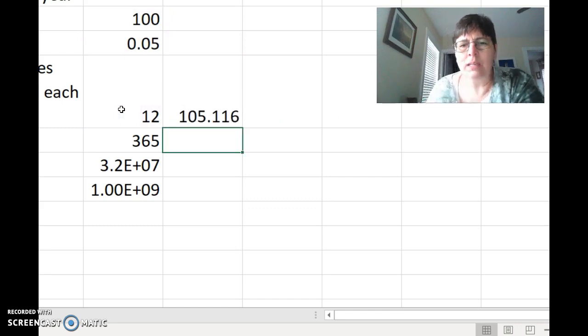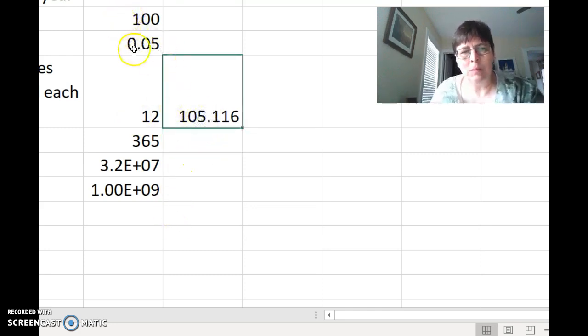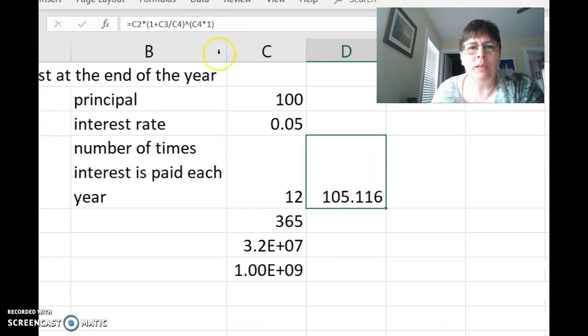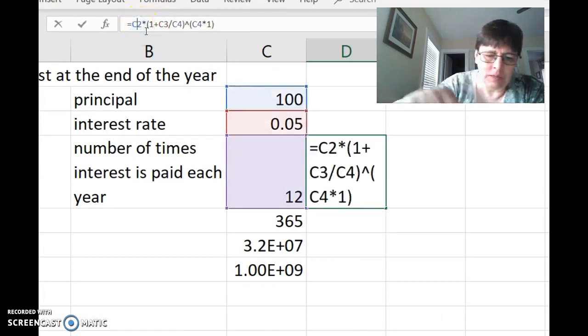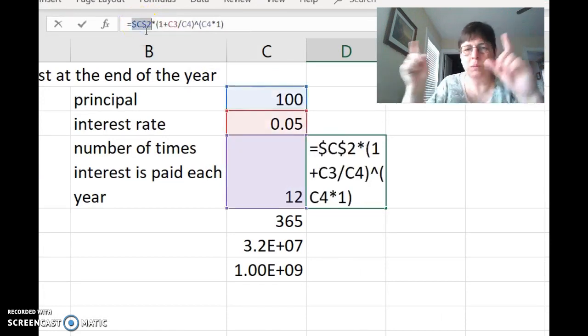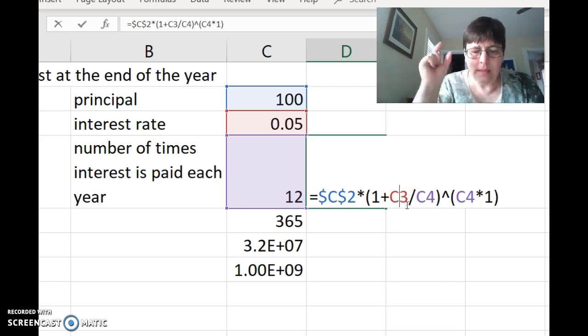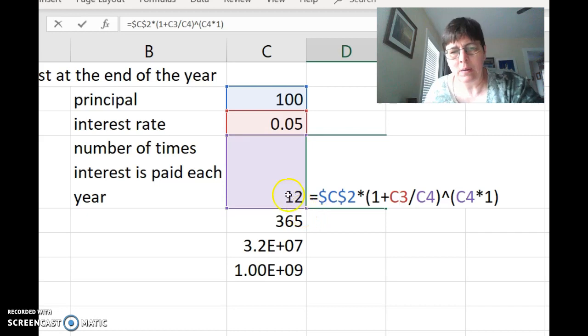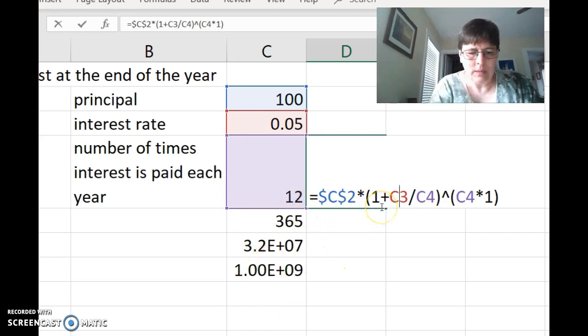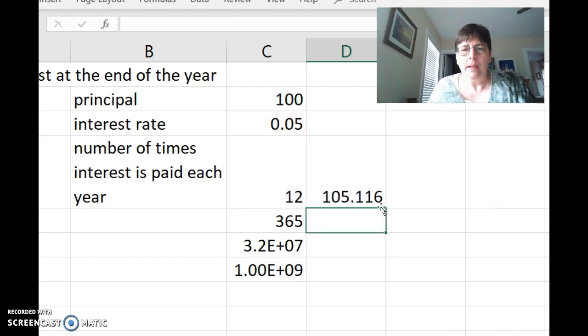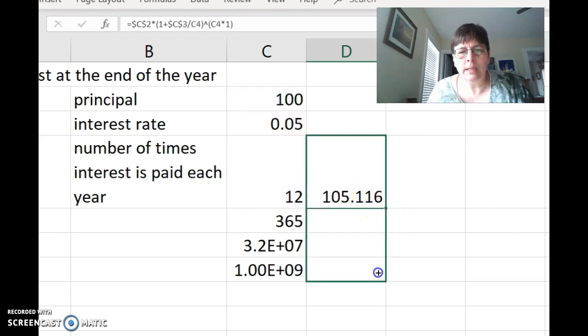Okay, now I would like to click and drag this formula down. But what happens is, as I do that, I need to have the principal and interest rate fixed. So I actually come up to the equation. So C2, I hit F4, which puts dollar signs and fixes it in place. It just says, this one stays the same. The only thing going to vary right here is how many times the interest is paid. So F4 with the dollar sign. Okay, and this way I can now click and drag it down.